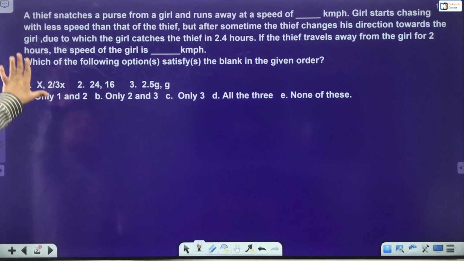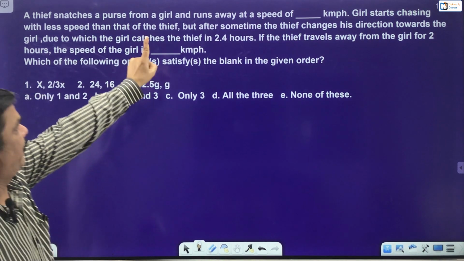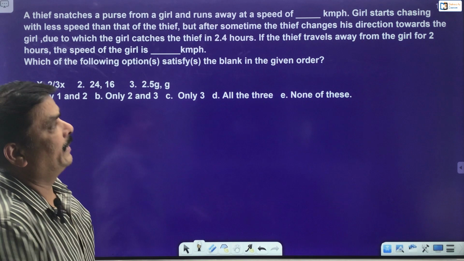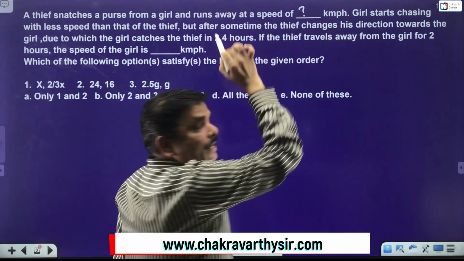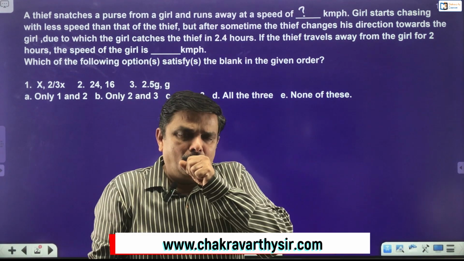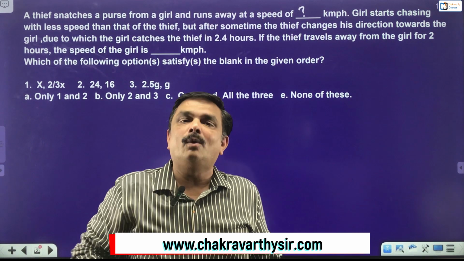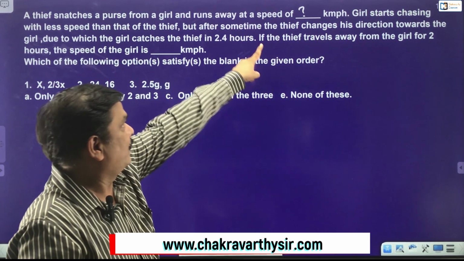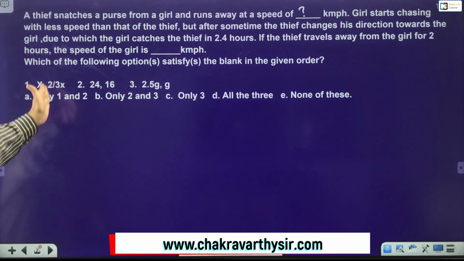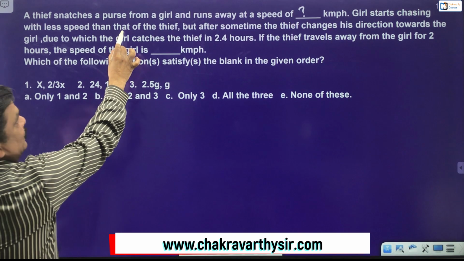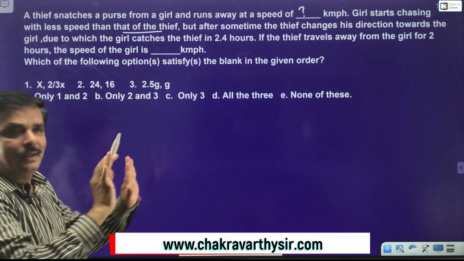What they have given here: a thief snatches a purse from a girl and runs away at a speed of dash kilometers per hour. They have not given the speed, because this type of questions they are asking in many competitive exams nowadays. That we need to find out. Then the girl starts chasing with less speed than that of the thief.